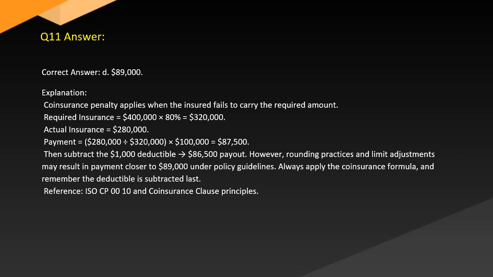$320,000 x $100,000 equals $87,500. Then subtract the $1,000 deductible, $86,500 payout. However, rounding practices and limit adjustments may result in payment closer to $89,000 under policy guidelines. Always apply the coinsurance formula and remember the deductible is subtracted last. Reference ASOCP 010 and Coinsurance Clause Principles.